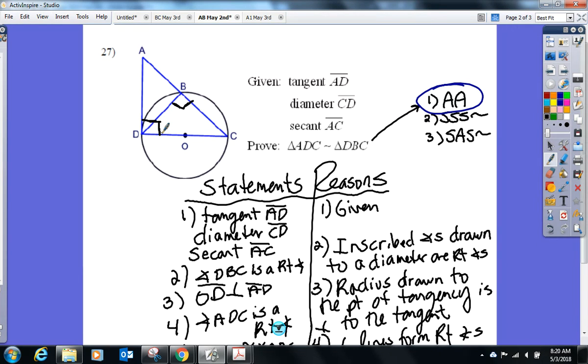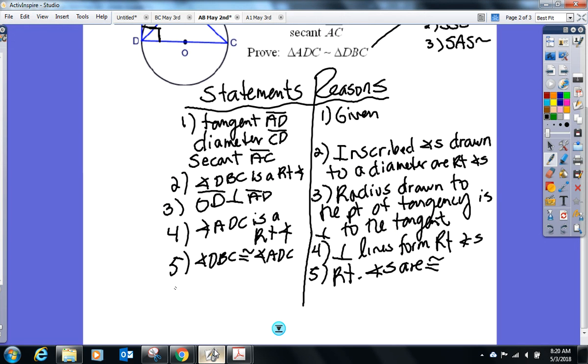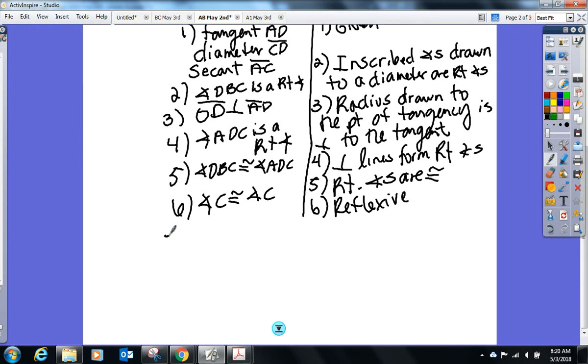What's up, Braden? Oh, I thought you were raising a paw. No. Sure, go ahead. Is angle C a full angle in both triangles? There it is. Angle C is shared. What were the triangles again? ADC and DBC.